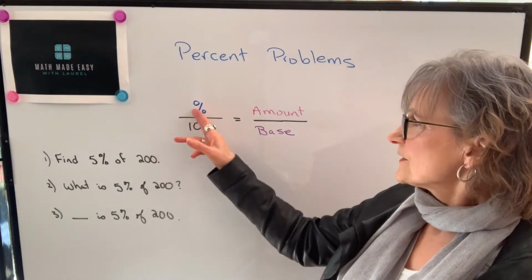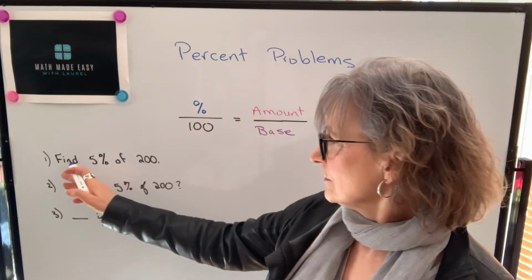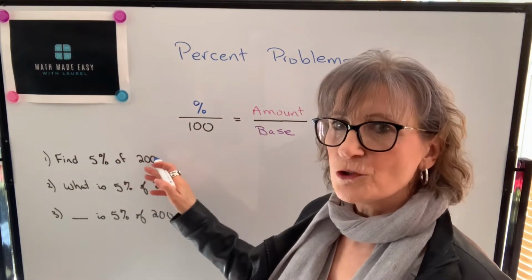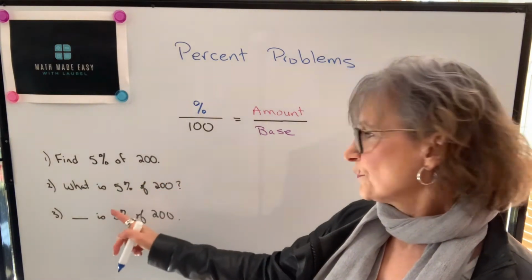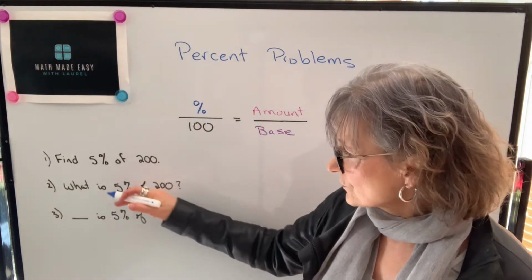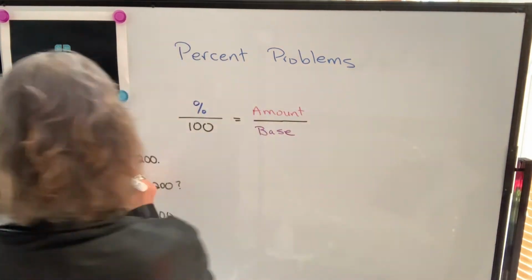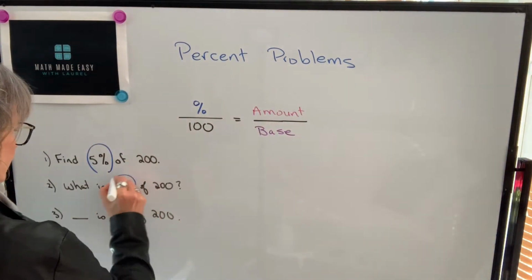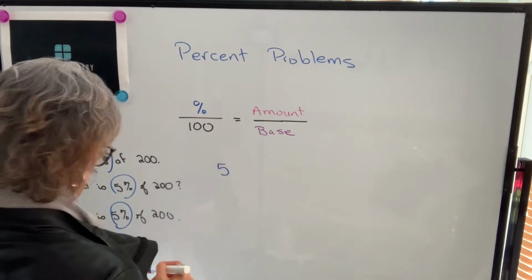So when you've got a percent, that always goes over 100. So if I had this question, find 5% of 200, which could also be written, what is 5% of 200? Or could also be written, blank is 5% of 200. All three questions are asking the same thing. And in each of these questions, the percent is 5. So 5 goes over 100.